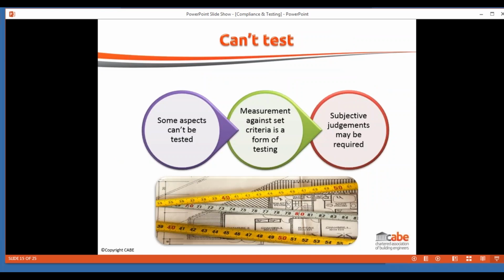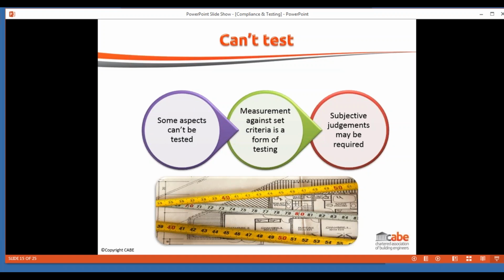Obviously there are, as I said earlier on, elements of the building that we simply can't test and where subjective judgments have to be made. Now, although it's not strictly speaking a test, if we are looking at dimensional criteria or something of that sort, then measuring against a set criteria can be a form of test. And we are starting to see now, particularly with building information modeling and 3D modeling and the software available, that some of the dimensional bits and pieces can be tested, if you like, by the design and the software for compliance.